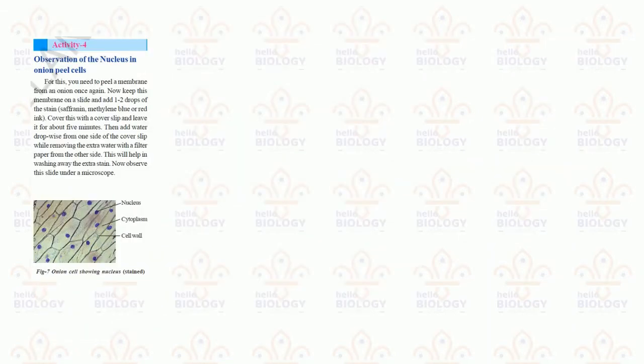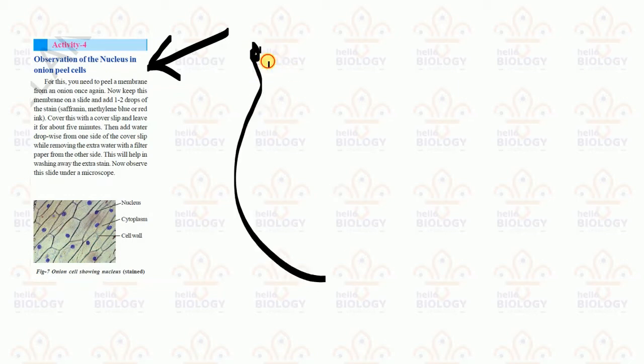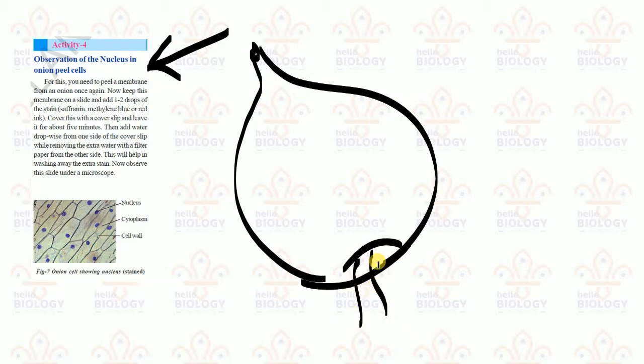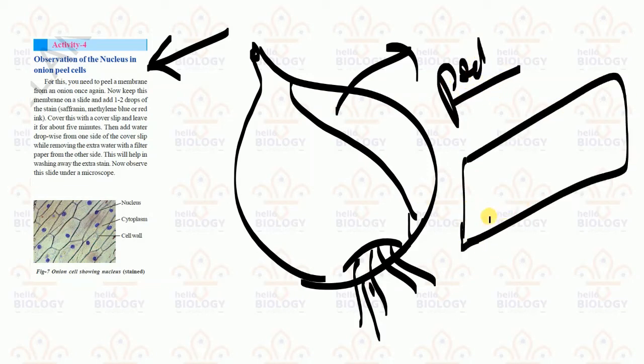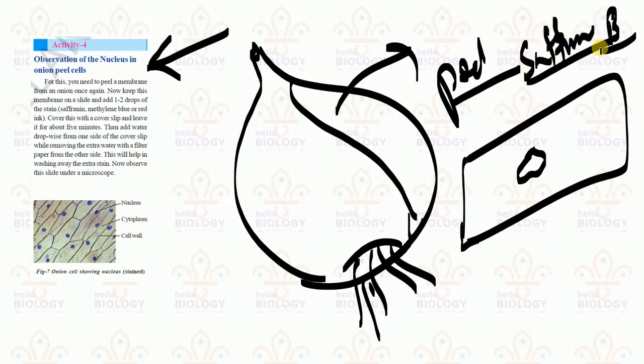Again, the fourth activity is to observe the nucleus in an onion peel. Very important, most important. First we need to take an onion, which is usually available at our homes. We take a piece of the onion and peel it off. We get a small membrane, and we put that membrane on a slide. After that, 1 to 2 drops of saffron solution, orange, blue, or red color solution, any color, we add 1 drop.